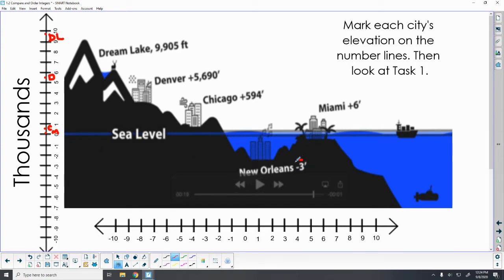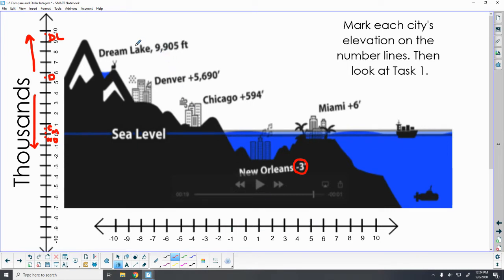And then we have New Orleans as -3. So it is below sea level. So New Orleans here. So we can see that Dream Lake has the highest elevation and New Orleans has the lowest. So these are going bigger. This way gets smaller.